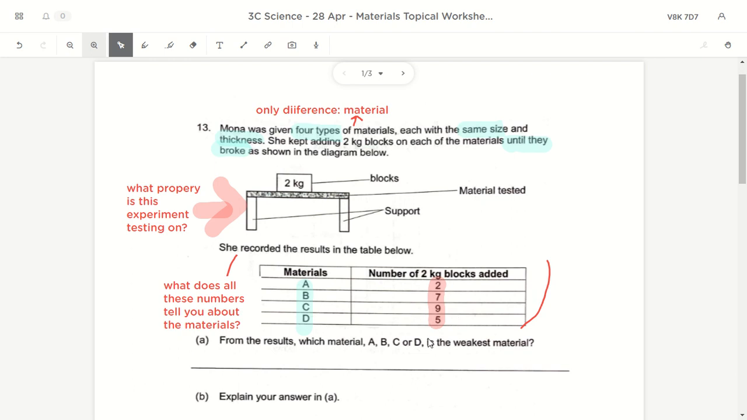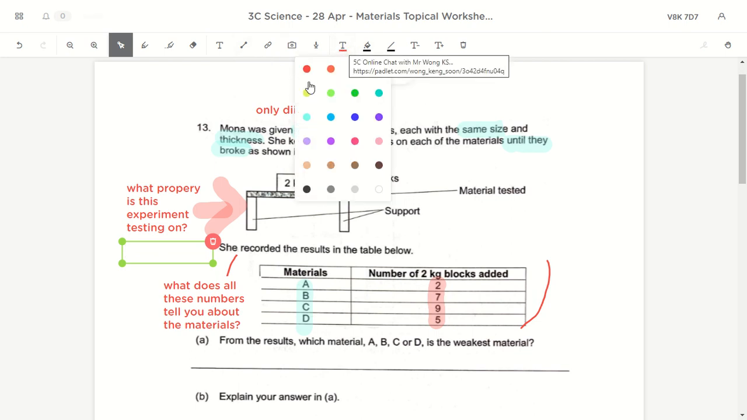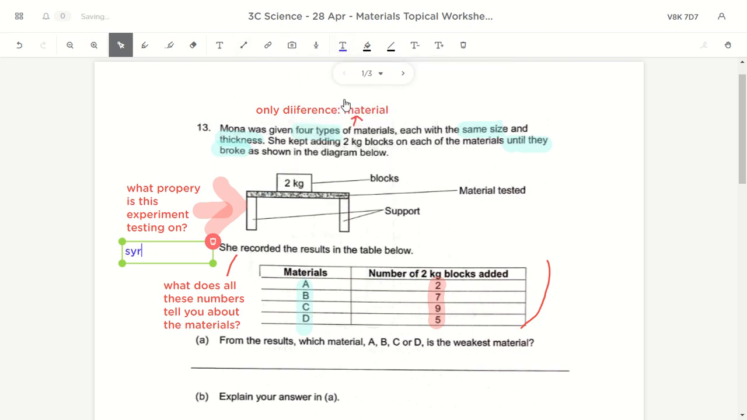So once again, it's not really about the exact number like 2, 7, 9, and 5. It's really about comparing these numbers. Who is the stronger material? Who is the weaker material? Just to answer the question I posed to you, what is the property of the material that the experiment is testing on? If you understood the whole experimental setup, you realize that it is testing on the property of strength. In materials questions, it's very important to know what the question is about. This question is about testing of strength. So they are testing you on strength.